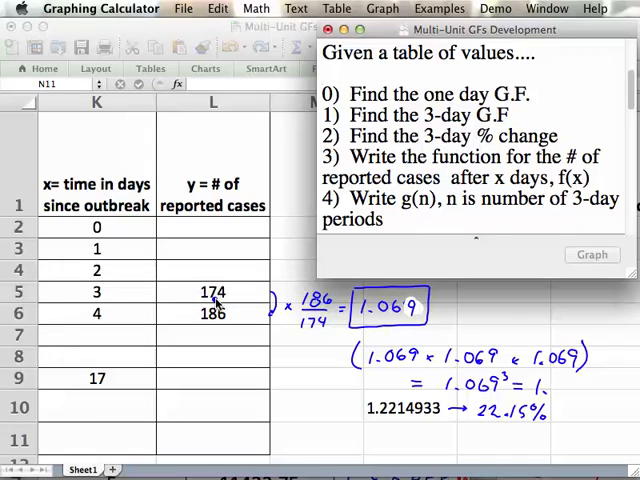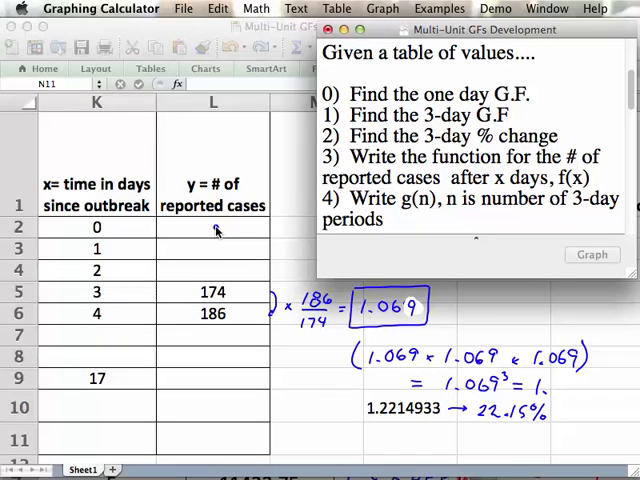Okay, how many? So you're going to take 174 and divide it by 1.069. That will give us what? That'll give us this one, right? Yep. And then? Okay.